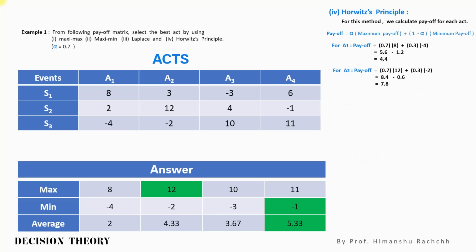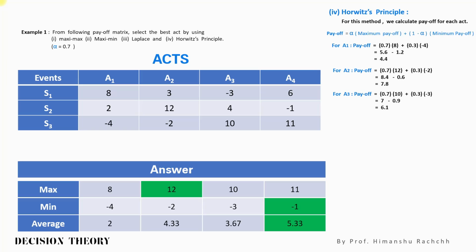Similarly, we calculate payoff for the act A2. For the act A2, maximum payoff is 12 and minimum payoff is minus 2. So, 0.7 into 12 plus 0.3 into minus 2. So, we get 8.4 minus 0.6. So, for the act A2, payoff is equal to 7.8.